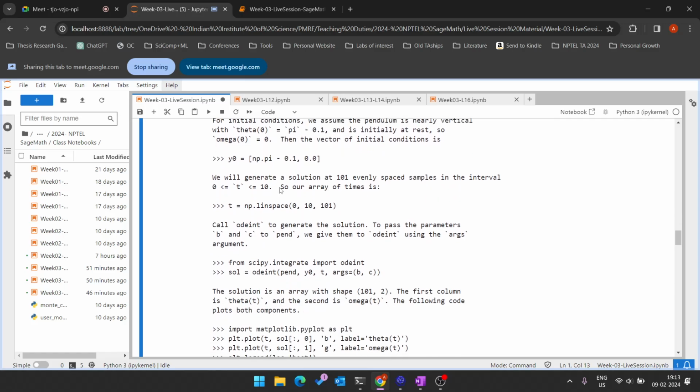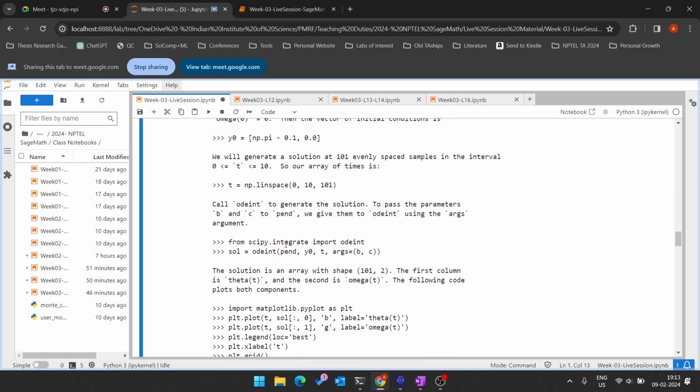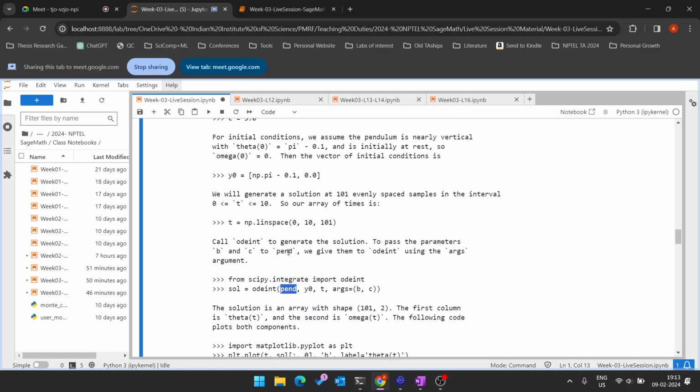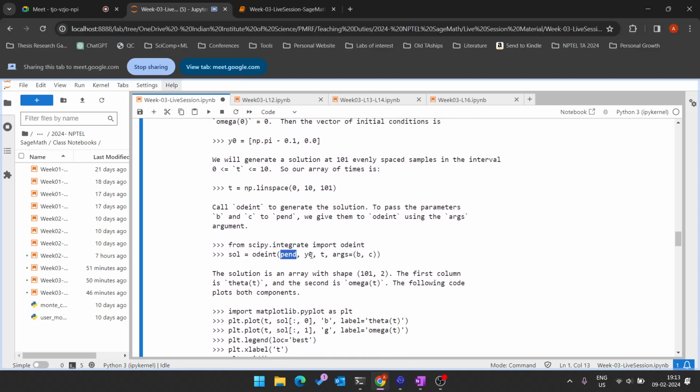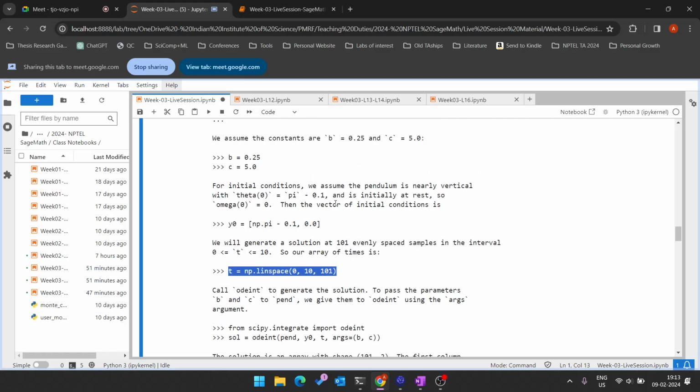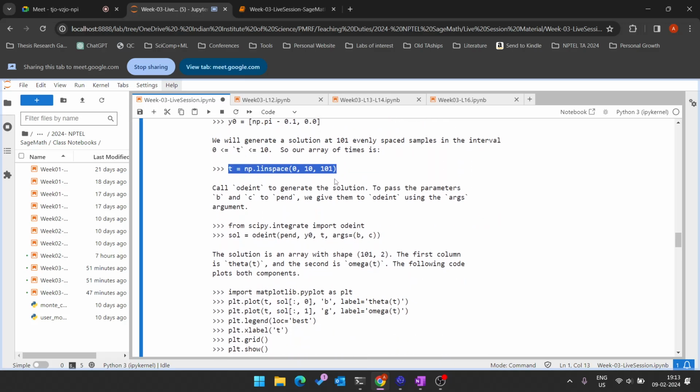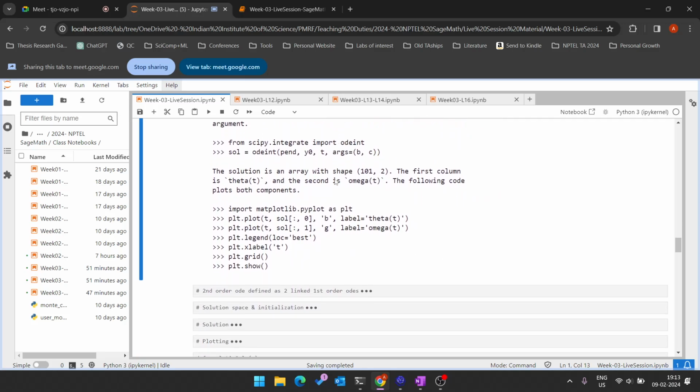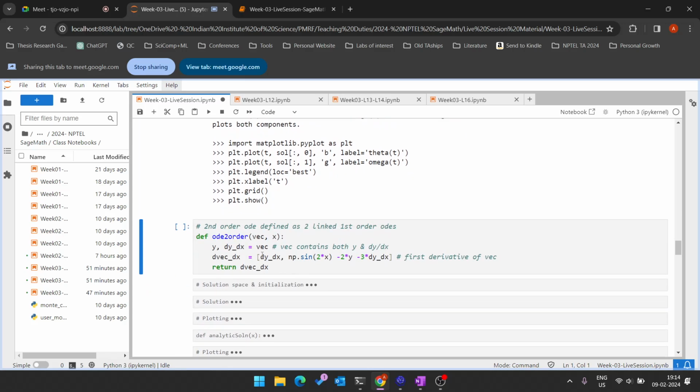Once they do that, they'll go ahead and find the solution using odeint where they'll substitute this function pend, which is essentially the first derivative of the vector y, give y0 initial condition as shown here, and then t is the entire solution space, so 0 to 10. And any arguments for the function can also be provided here. And this is how they proceed to solve this. So we'll do it in similar steps.